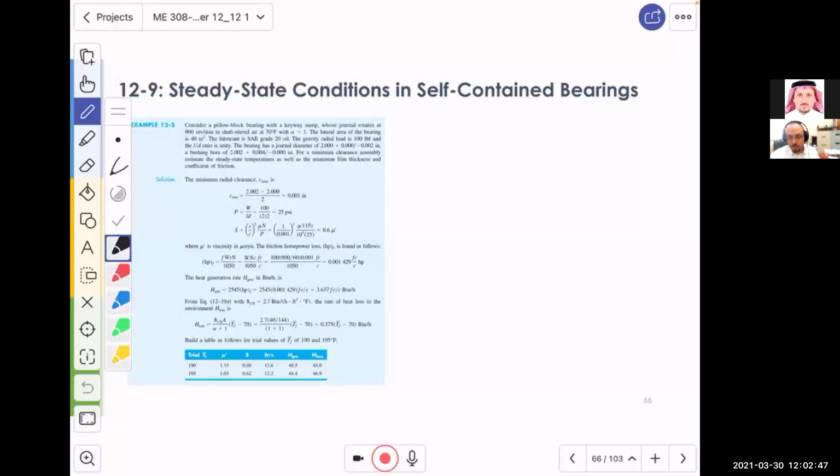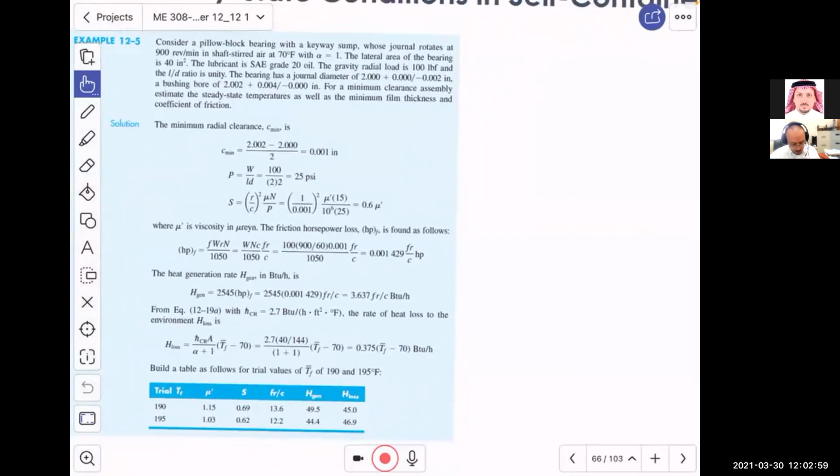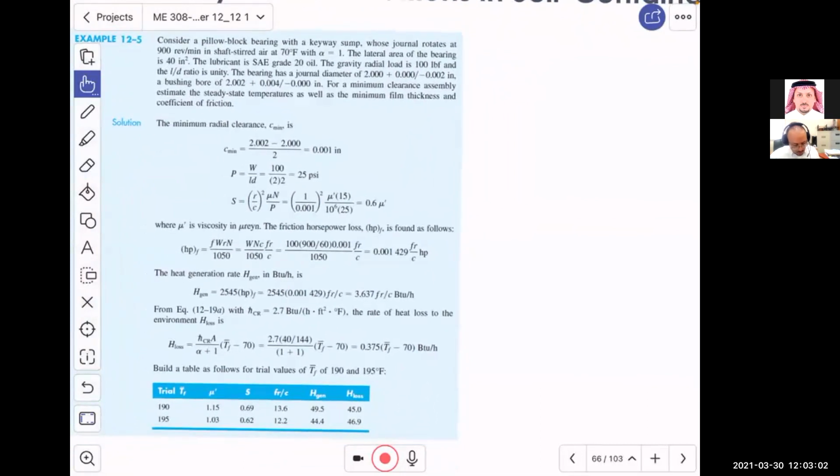All right, so we are going to continue, ya shabab, the discussion today on the self-contained bearings. And just to remind you that these kind of bearings are designed in a way to operate without the need for any kind of automated lubrication and cooling, I mean, for the lubricant. So the story goes like this. The heat will be generated due to the friction, and then it will be dissipated to the environment.